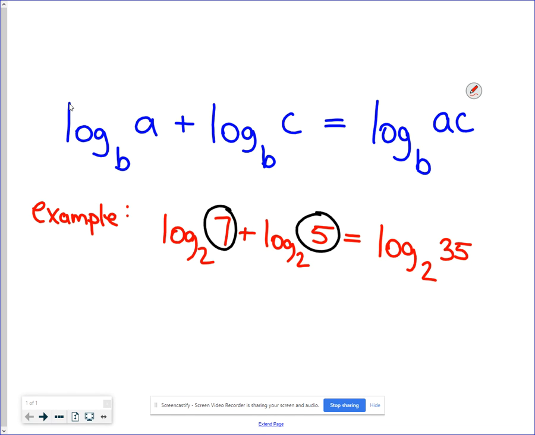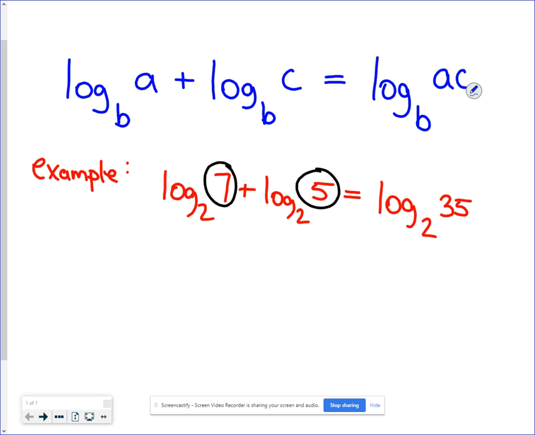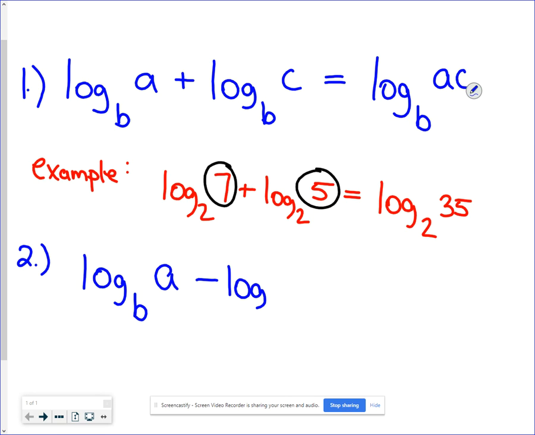So there's our first rule. Now here's our second rule that we're going to learn. We'll just call this rule 1. Here's rule 2. If you've got log base b of a minus log base b of c, that can be written as a single logarithm. It can be written as log base b of a divided by c.